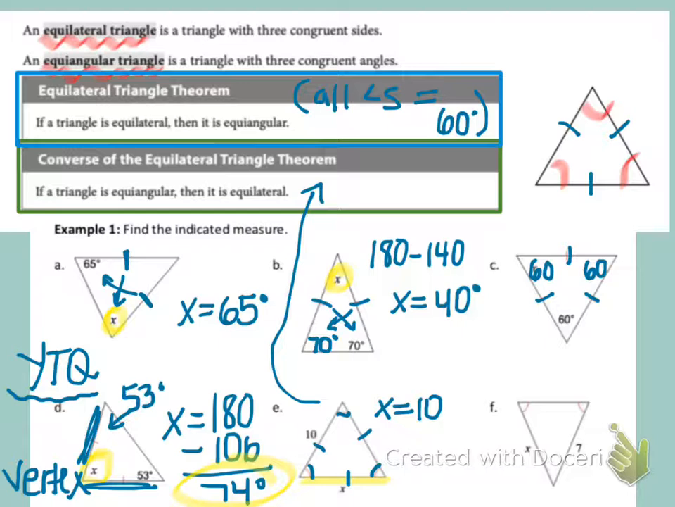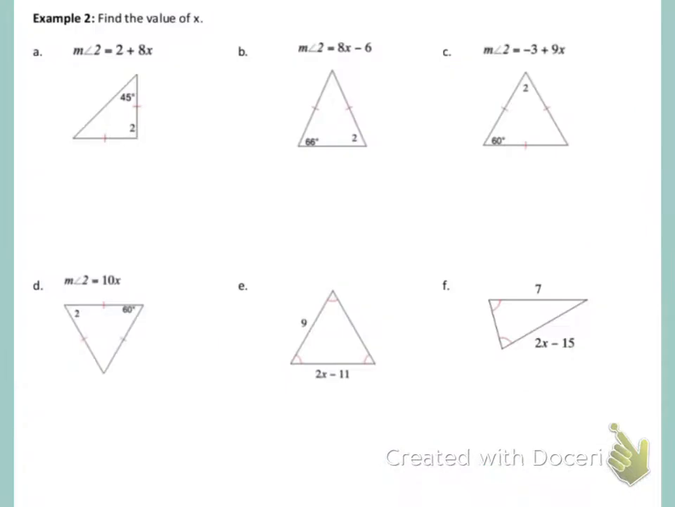Now in F, we have just 2 angles marked equal, but those angles are across from these 2 sides, and we know that if the 2 angles are equal, the 2 sides across from them have to be the same, and that means this side labeled as X must be 7. Okay, so now we get the hang of that, and now we're going to move on to the next example and involve some algebra.